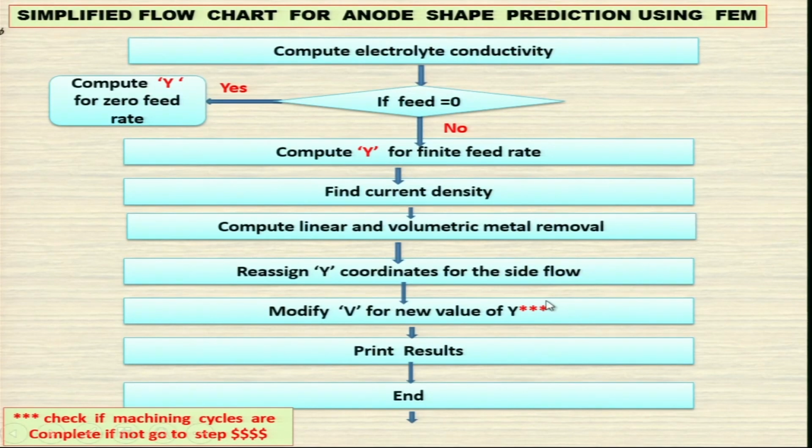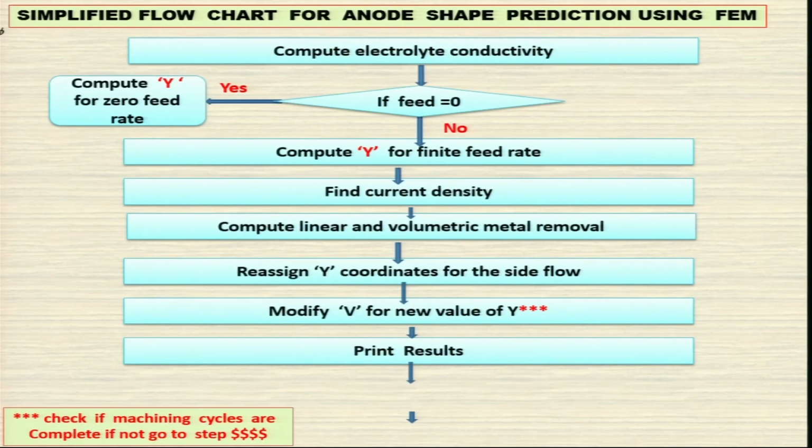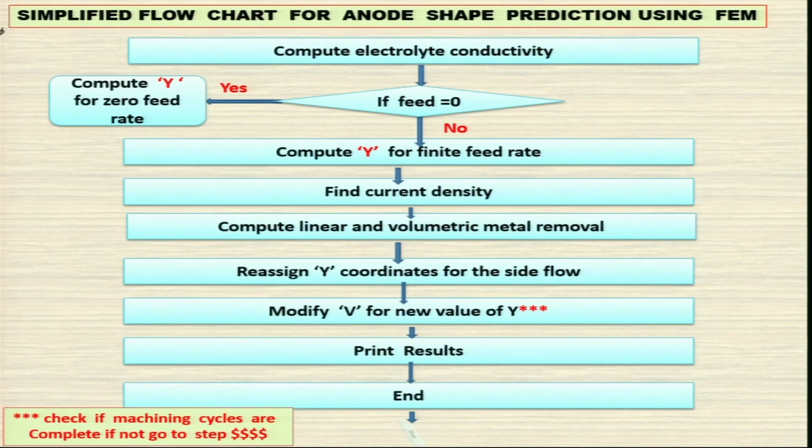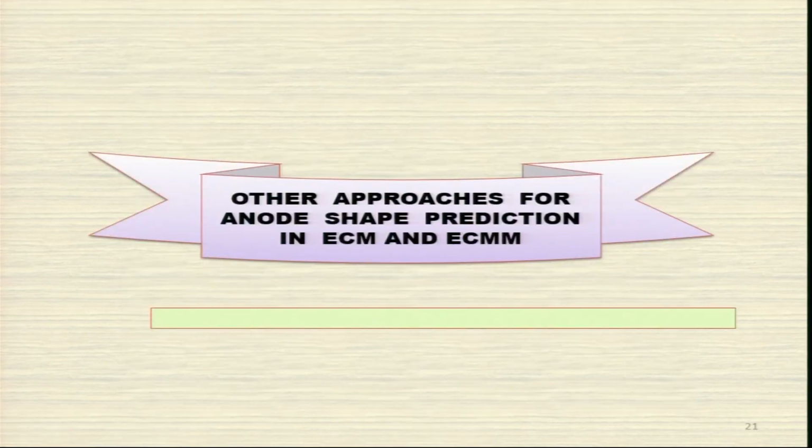and end. Now, please check here, check if machining cycles are complete. If not, go to this step. If machining cycles are not complete, then you should go to the step shown over here in the earlier slide. That will help you, because you have to recalculate everything up to this point. You have to come up to this point by recalculation, and if it does not satisfy the condition, then again you have to go back to the step where $$ is written, and once it is satisfied, then you can stop.